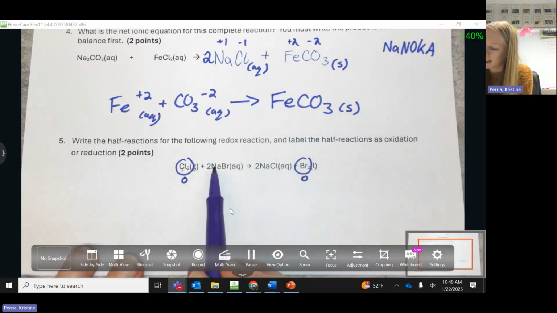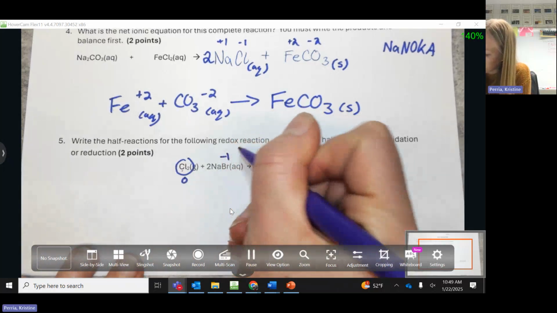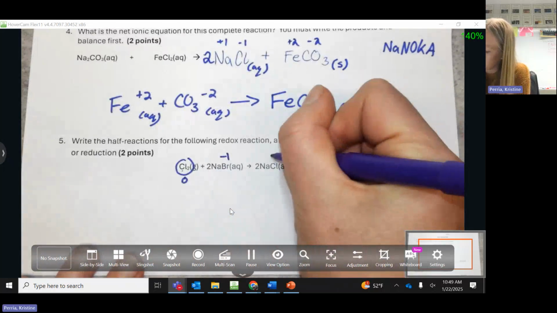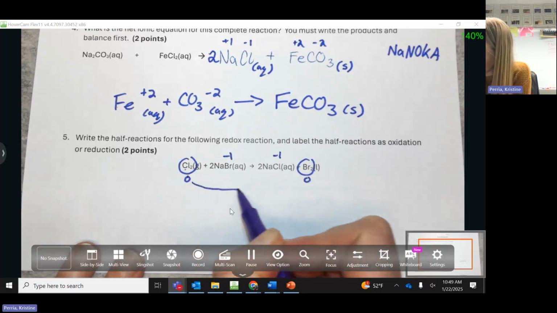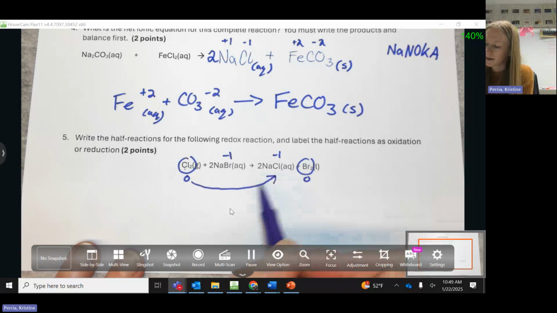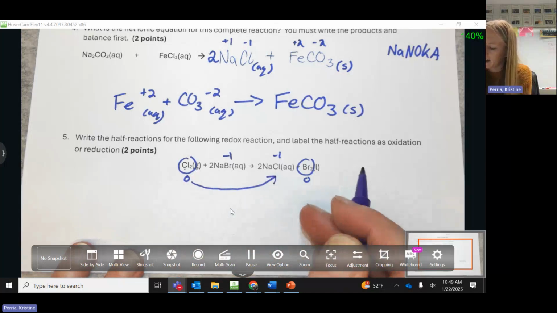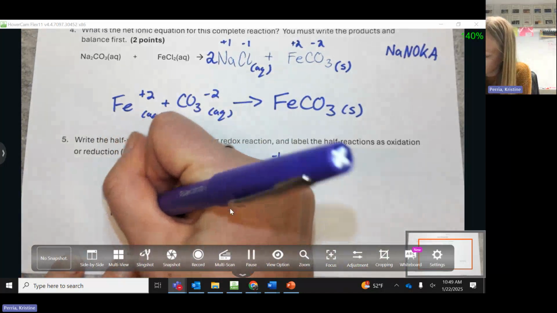Na is not going to change, right? It's going to be +1 here and +1 here, so we don't need to worry about Na. Br is going to be -1 here because it's with the +1, and Cl is going to be -1 here. So we can see that the Cl is going from 0 to -1, so it's becoming more negative, which means we added electrons, which is reduction.